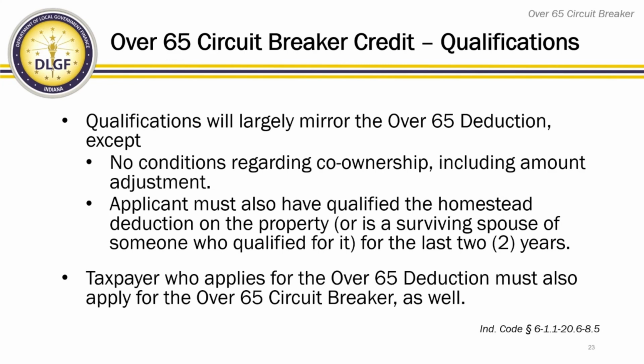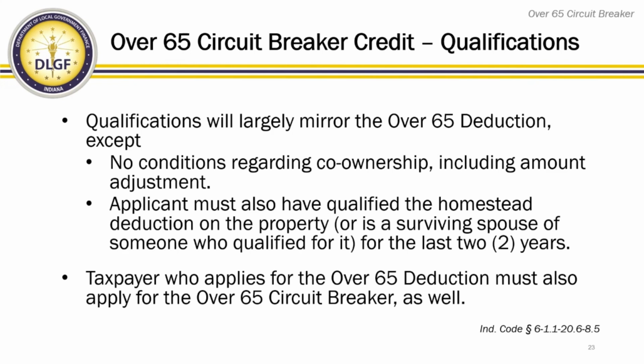Now the over 65 circuit breaker is related but different. The qualifications will largely mirror the deduction. However, there are no conditions regarding co-ownership, including the amount adjustment. Also, the applicant must have qualified for the homestead deduction on the property, or as a surviving spouse of someone who qualified for it, for the last 2 years. And a taxpayer who applies for the over 65 deduction must also apply separately for the over 65 circuit breaker. In other words, it's not automatic. If you get one, you can't automatically get the other. You have to apply for them.